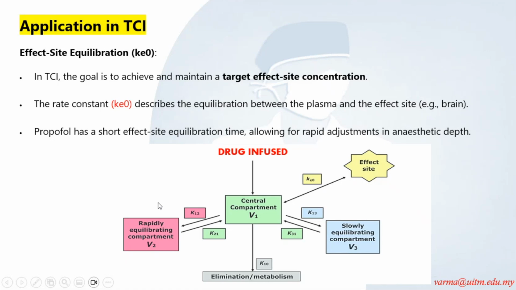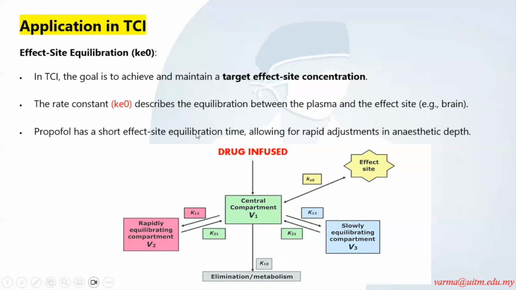Okay, so you see this one is a better diagram. V1 central compartment, you can write here blood, and here you can write brain. Then you can write rapidly equilibrating compartment V2 muscle, K12 and K21. Then slowly equilibrating compartment, which is fat, K13 and K31. K10 is the constant for elimination or metabolism from the central compartment, and from the central compartment to the effect site there will be a constant equilibration. Okay, it describes the equilibration between the plasma and the effect site, which is the brain.